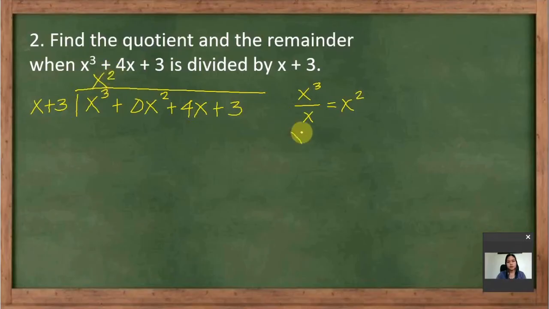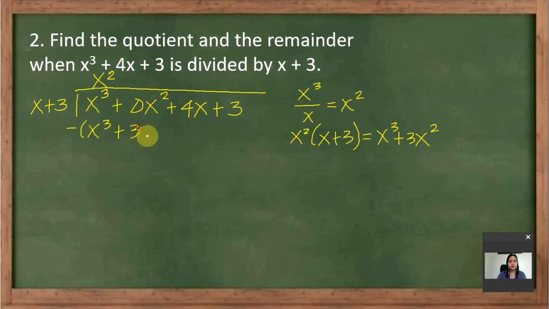Then multiply x squared by the divisor x plus 3. So this becomes x cubed plus 3x squared. This is minus the quantity of x cubed plus 3x squared. Then subtract, this is minus. So 0x squared minus 3x squared is negative 3x squared. Then bring down plus 4x.